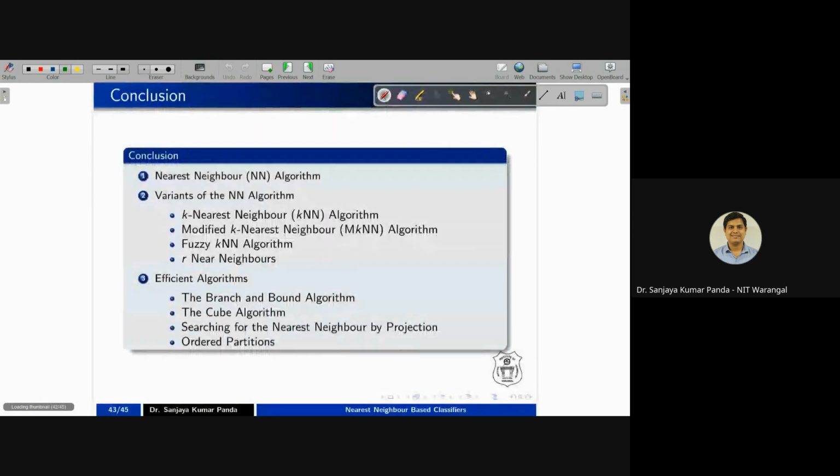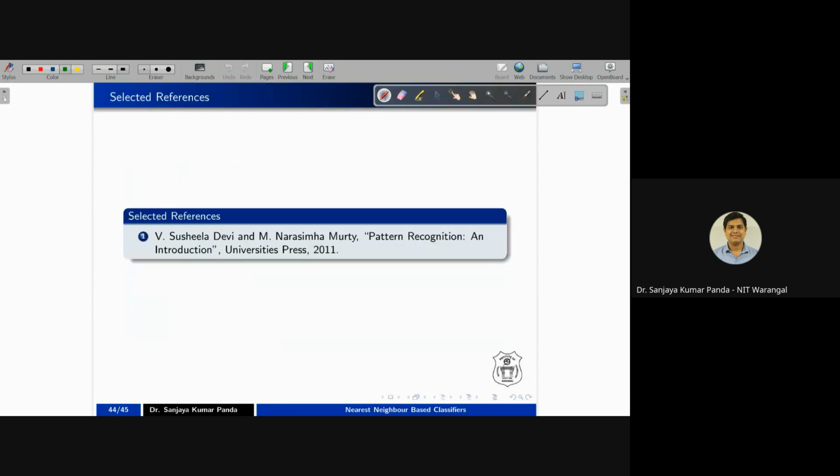Okay, so as a conclusion, we started with the nearest neighbor algorithm, and we have seen 4 variants of it: KNN, MKNN, Fuzzy KNN, and the nearest prototype algorithm. And we have seen 4 efficient algorithms: the branch and bound algorithm, the k-d tree algorithm, searching for the nearest neighbor by projection, and ordered partition. If you want more details, you can refer to the book by Professor Susheela Devi, titled Pattern Recognition: An Introduction. It's a very nice book if you are interested in machine learning and data science.